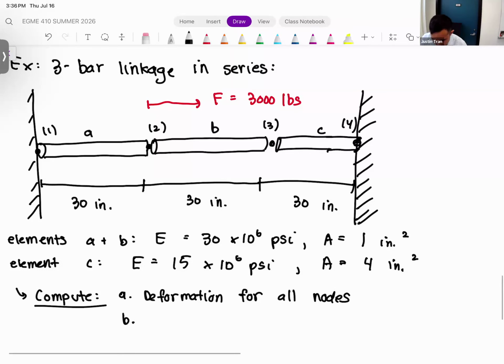And then we'll do something new here, right? Something we didn't do on Tuesday. We're also going to compute the reaction forces between the wall and our 3-bar bridge.